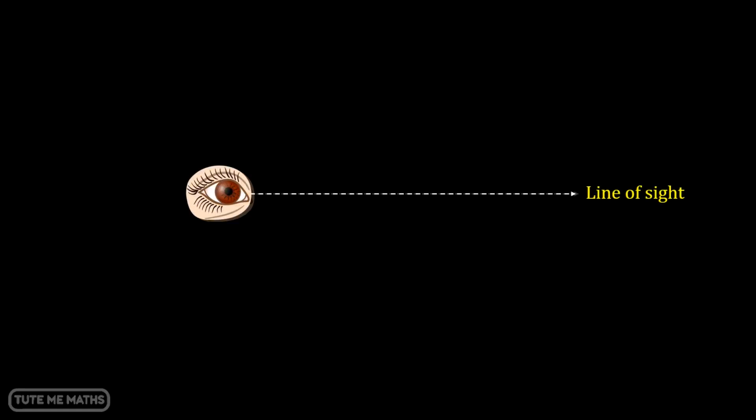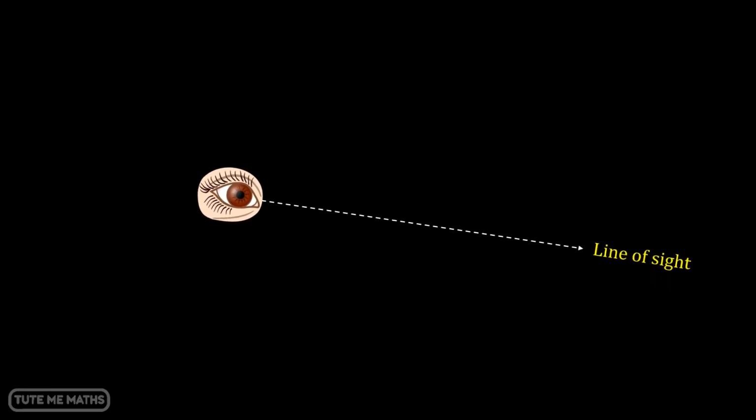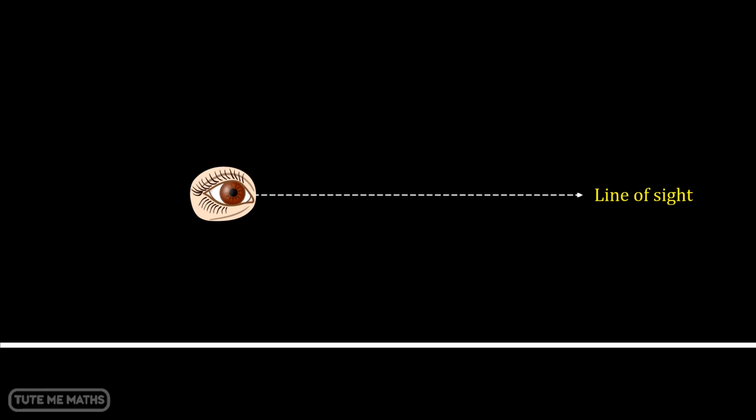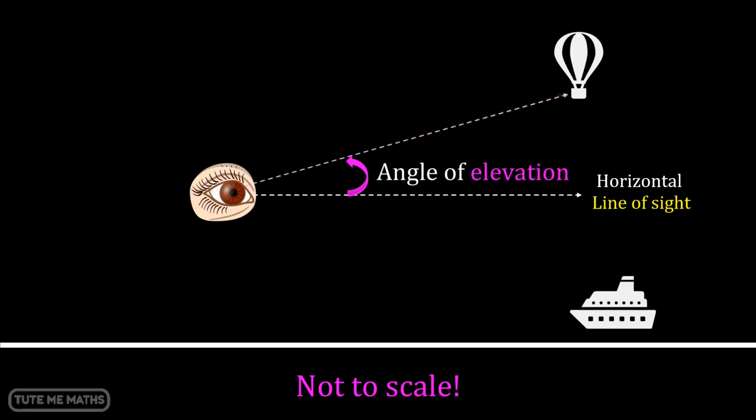So what are angles of elevation and depression? If you imagine a line from your eye to an object you're observing, it's known as your line of sight. If you look straight ahead without tilting your head, then this line is parallel to the flat ground and is known as a horizontal line of sight. When you tilt your head to look up at an object, the angle turned from the horizontal line of sight to the new line of sight is known as the angle of elevation. And when you look down to an object, the angle is known as the angle of depression.